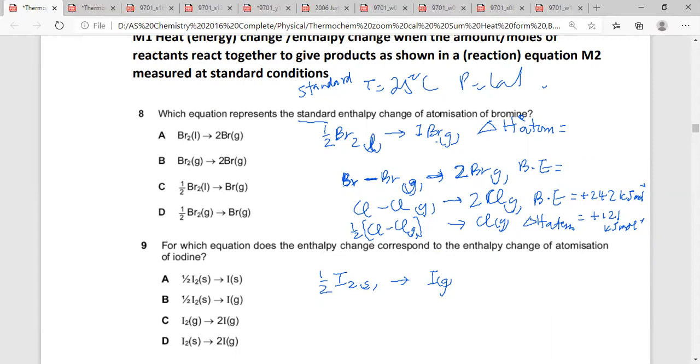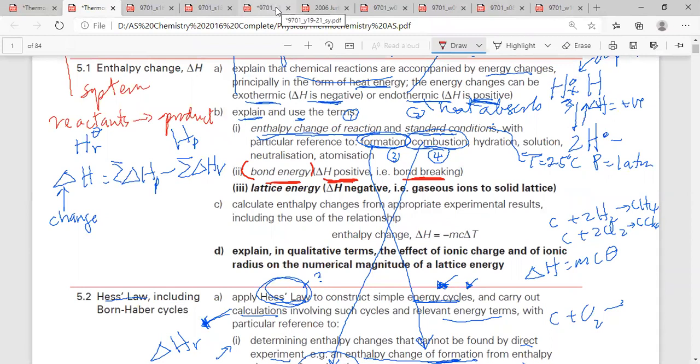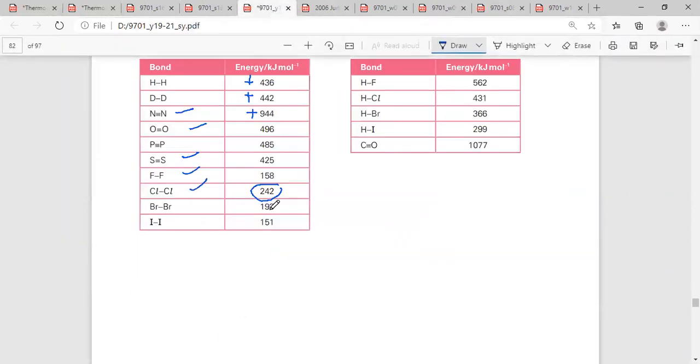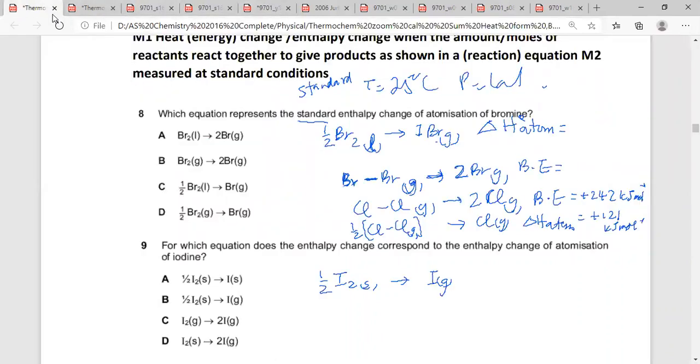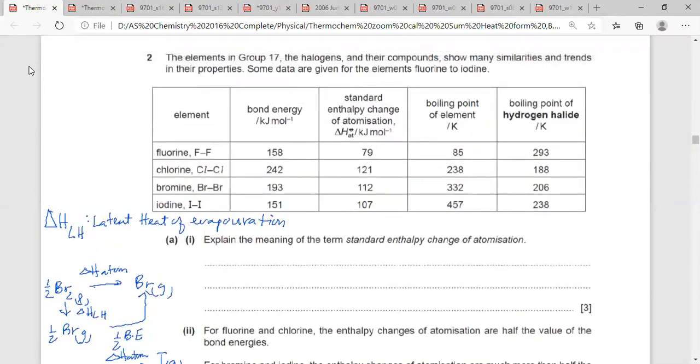Now bromine, if you look carefully here, they ask you this question afterwards. Bromine, Br2, is 193. This is the bond energy, 193. Now there's a question I must show you. Bromine bond energy is 193. Now chlorine is 242. Atomization is 121. Half is correct, isn't it?